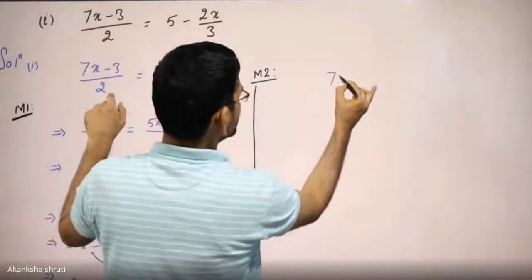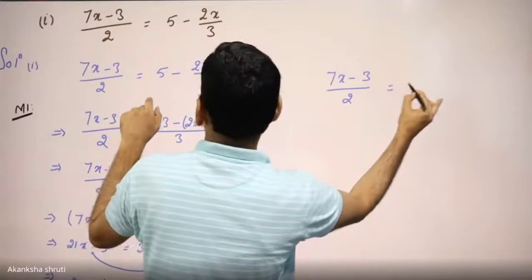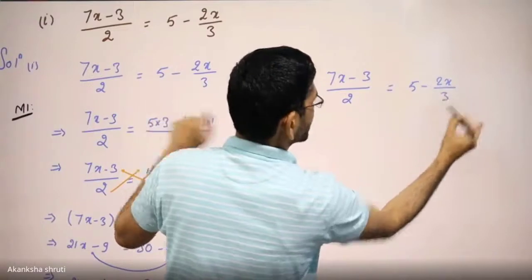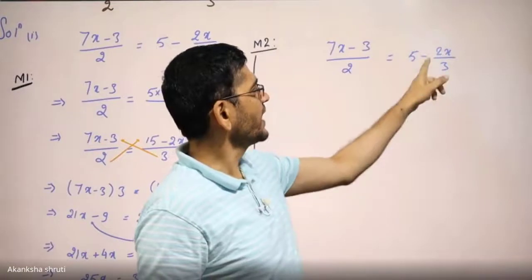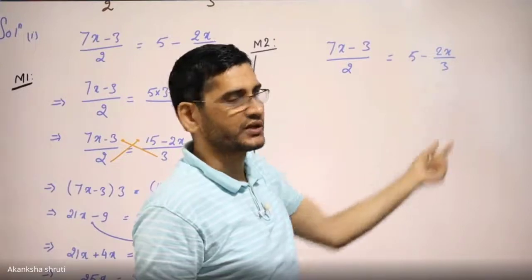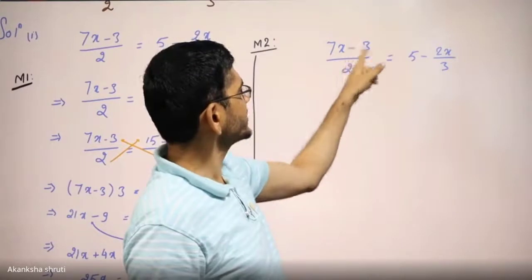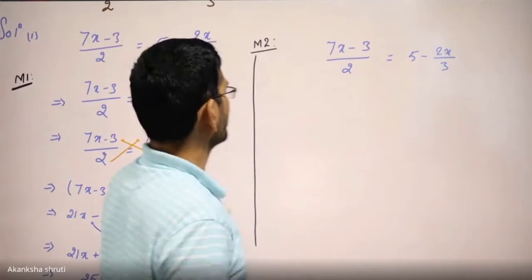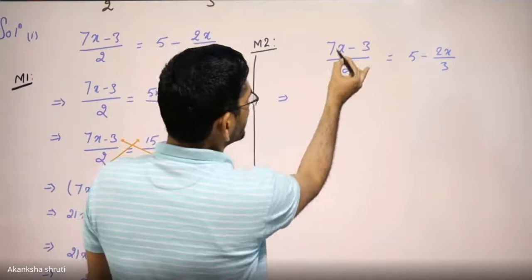What could be the other way, students? 7x minus 3 by 2 is equals to 5 minus 2x by 3. Students, in right hand side we have the constant term and this variable term, means the term containing x, they are separated. But in left hand side we are observing the variable containing term and constant term in numerator, and they have the common denominator, means it is like just only one term. So what we can do is, even we can separate this 2 for both of these numerator.